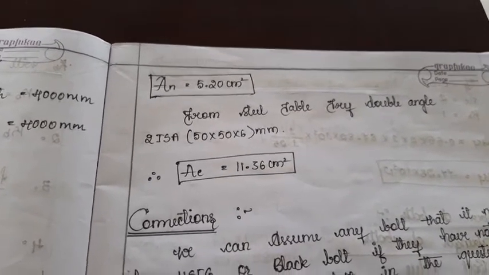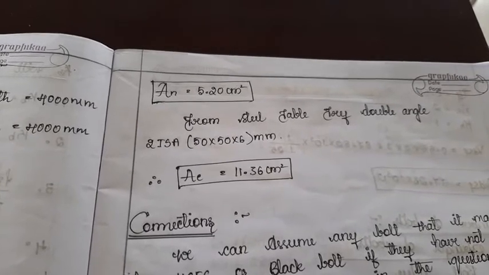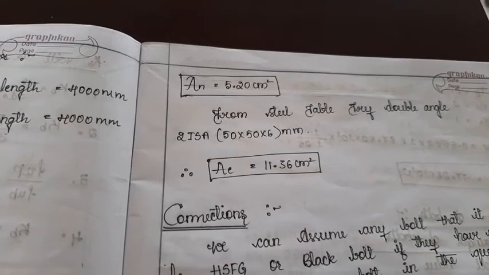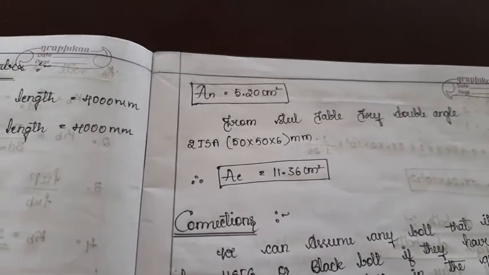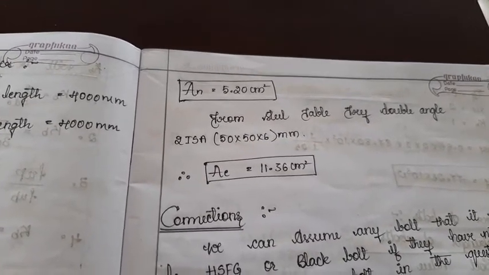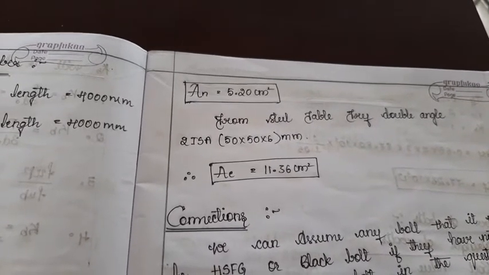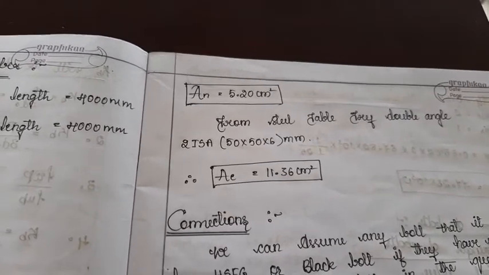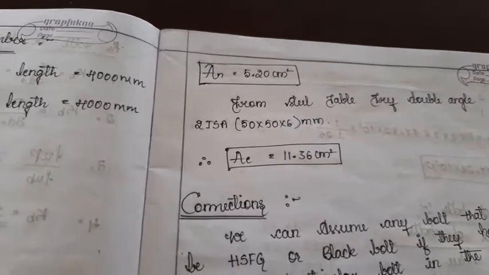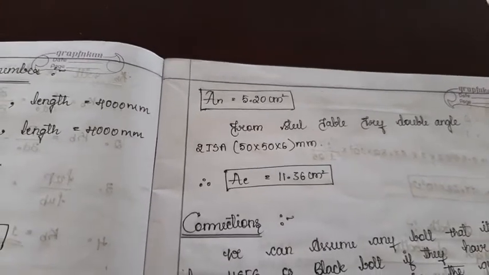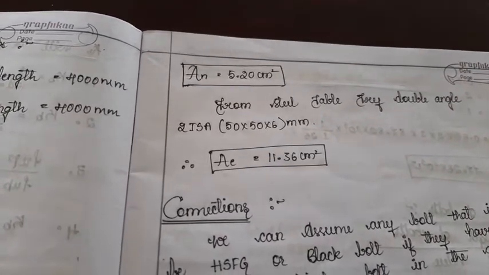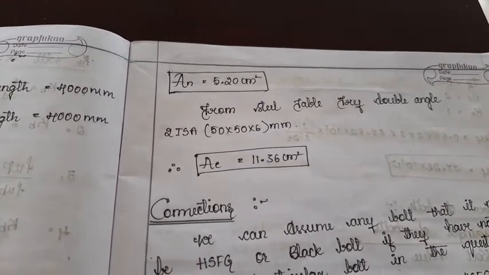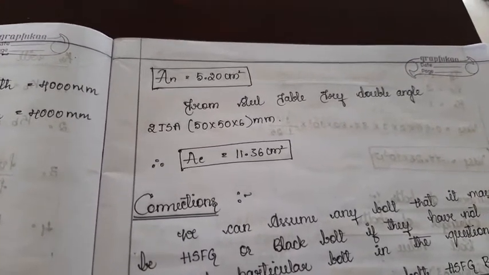That is 2 ISA. This area, 5.20 centimeter square, is for the single angle. When you select for the double angle, you need to double it. So 5.20 into 2, and for whatever value comes, you need to select your angle. For a particular 2 ISA 50 by 50 by 6, your area is 11.36 centimeter square. So your design is complete.